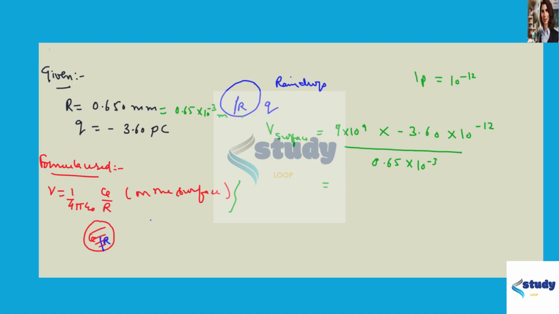So using the calculator, I have found the value. So this is equal to minus 49.8 volt. So that's your answer for part A. So there was only a single raindrop here, a single raindrop or single sphere.